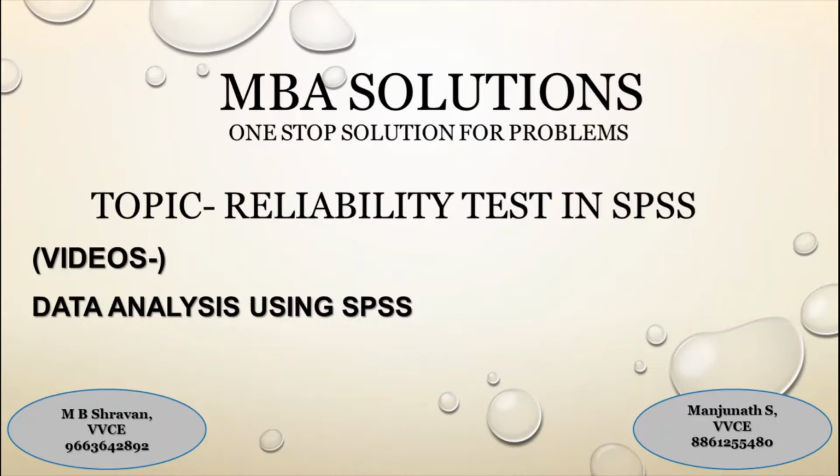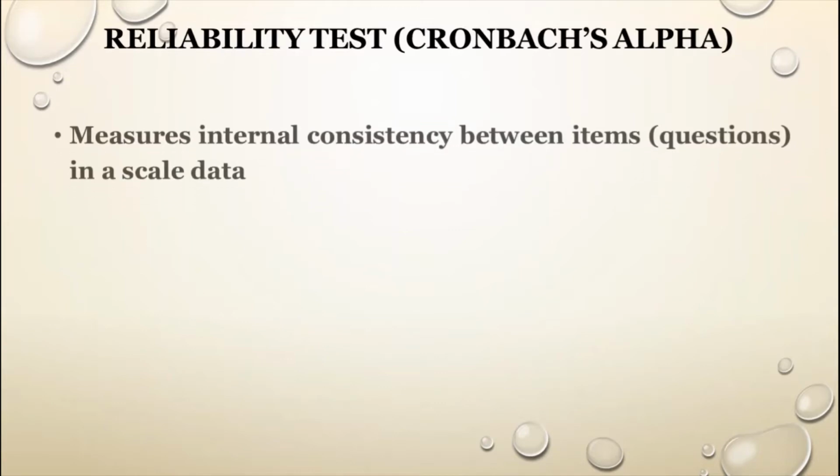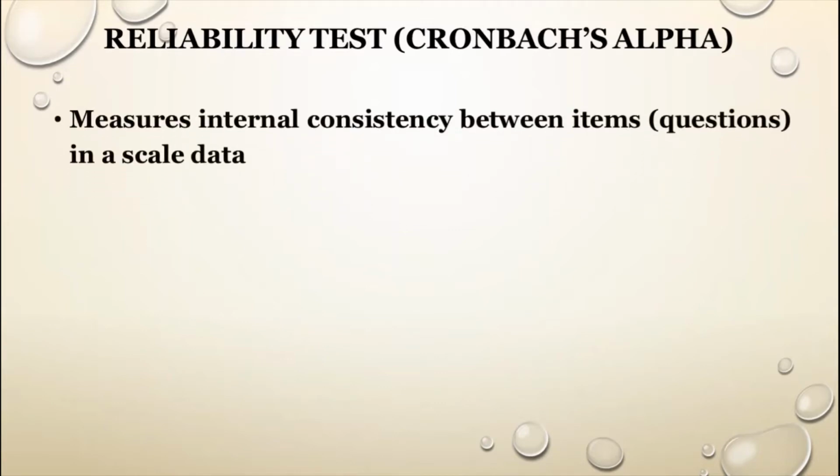In this video, let us understand how to do reliability test in SPSS. Before going into the video, let us understand what is reliability test. So reliability test in SPSS we analyze through Cronbach's alpha. Reliability test is a measure of internal consistency between items, that means between questions in a scale data.